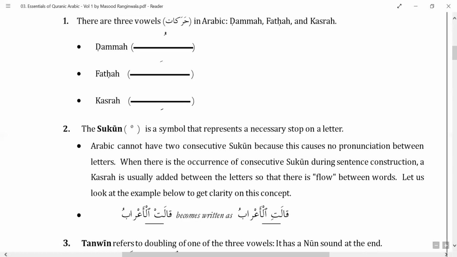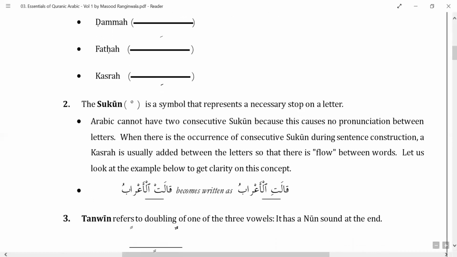Not peace in the sense of staying somewhere, but peace in the sense that there is no movement, it's a stop. So haraka is movement, whereas sukoon is no movement, it's the opposite. So you have to do a sukoon, you have to do a stop. And in Arabic, you cannot recite two sukoon, consecutive sukoon, together.